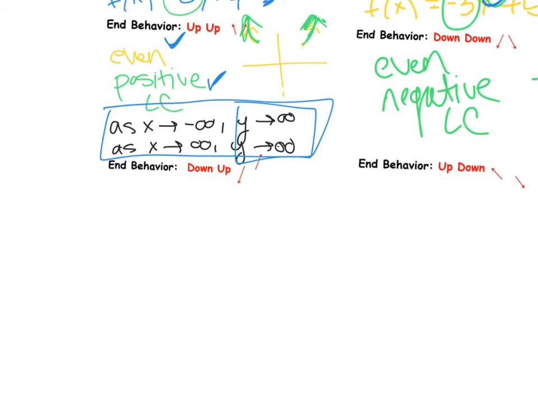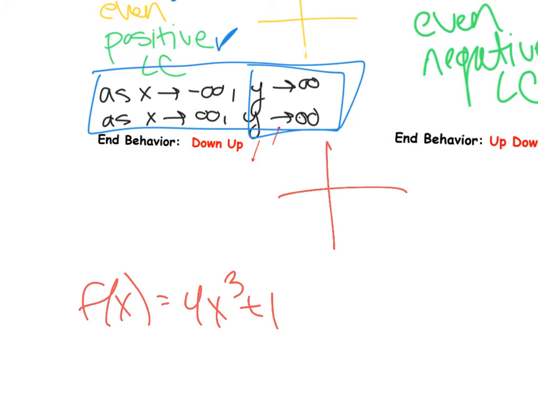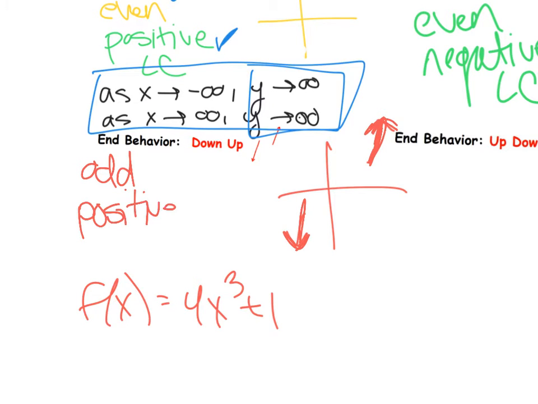So what does odd look like? Let's say I give you f of x equals 4x cubed plus 1. Because the degree is odd, it's going to go in different directions. So it'll look like this, and it'll look like this. The even ones match up, but the odd are opposite. And this is positive here, so this is going to be an odd degree and a positive leading coefficient. So it starts down here and it goes up here.